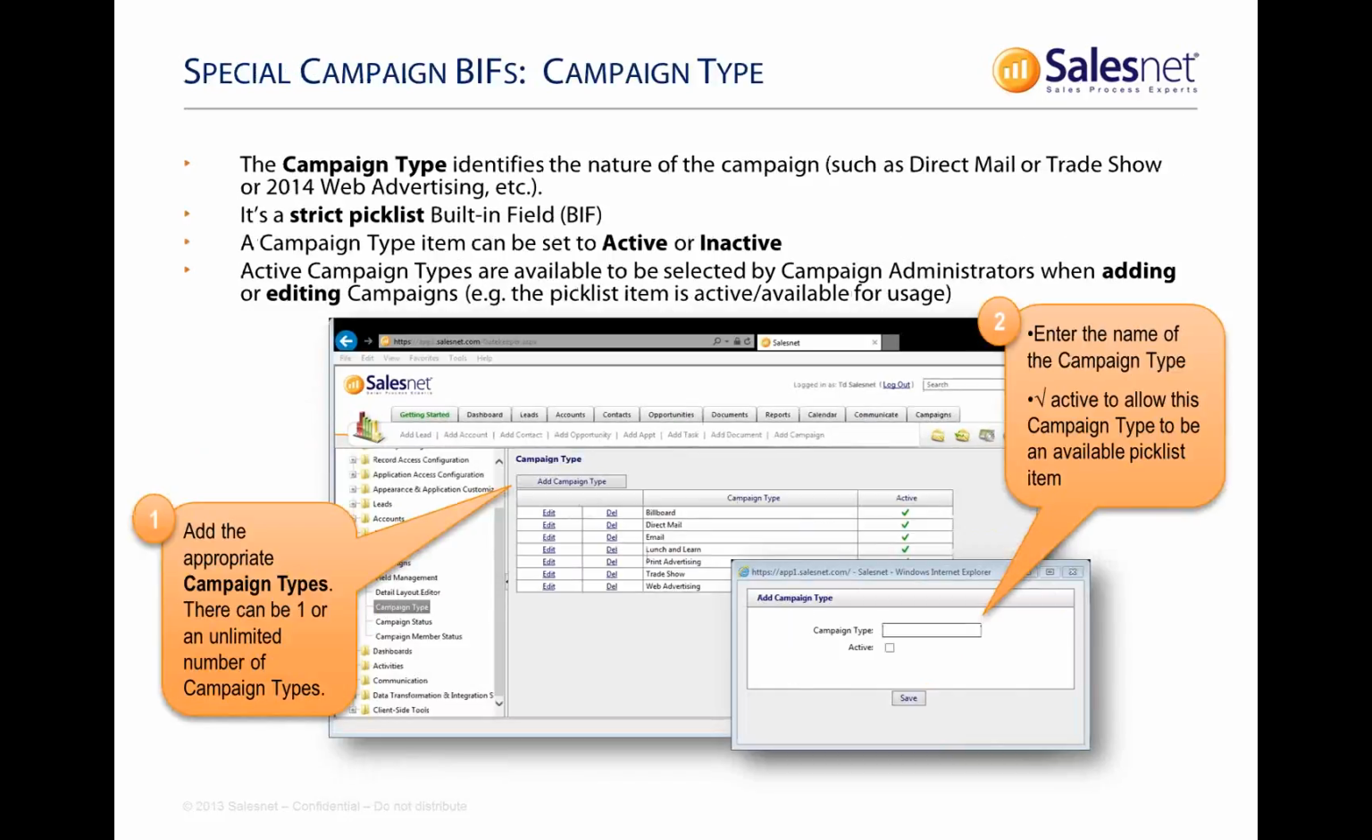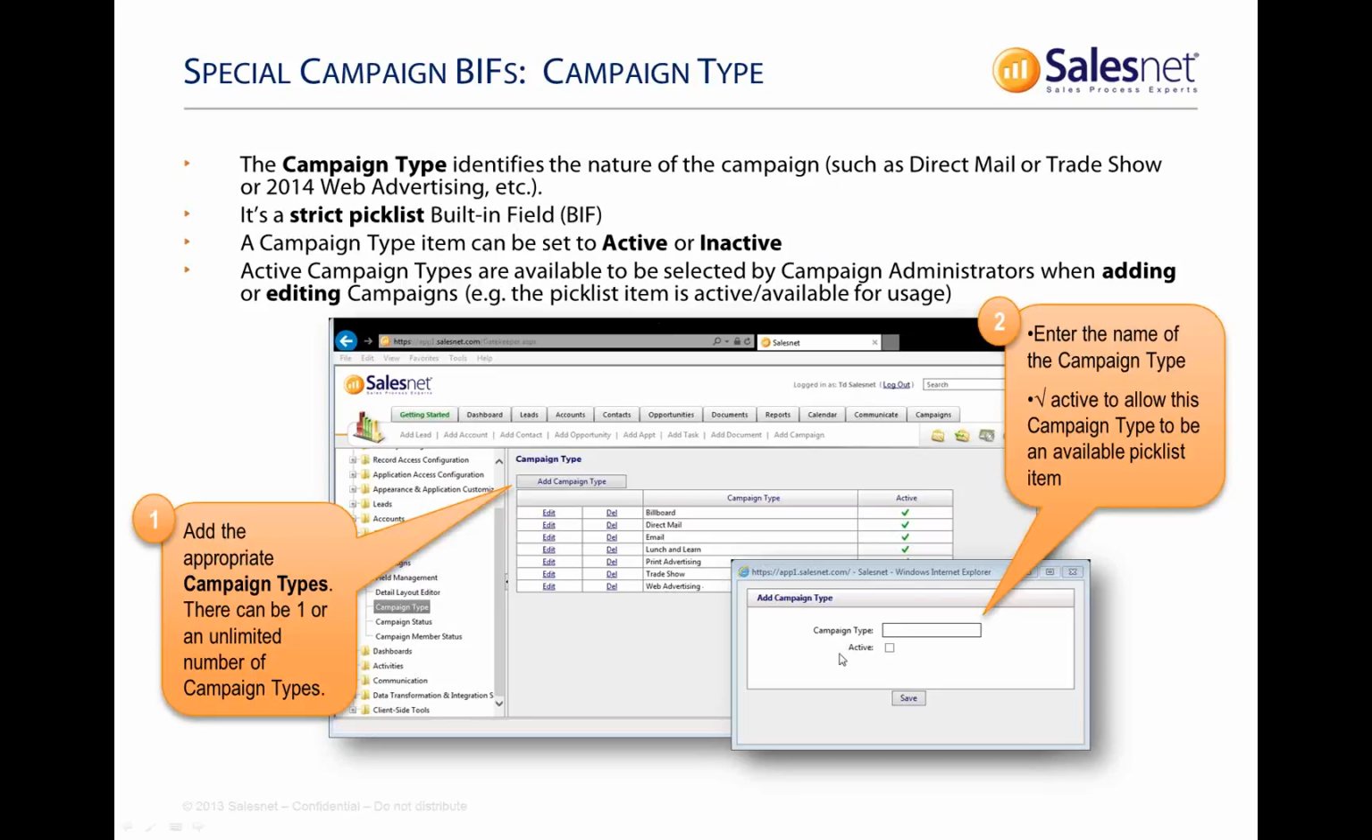Okay, so let's talk about campaign type. We typically think of this as recording what's the nature of the campaign, and you can see the examples here. So direct mail, trade show, maybe we do a special squeeze page for an online campaign. Maybe we do something in Facebook. Anything we want to track, we can name that there. So we might call it online, social media, trade show, etc.